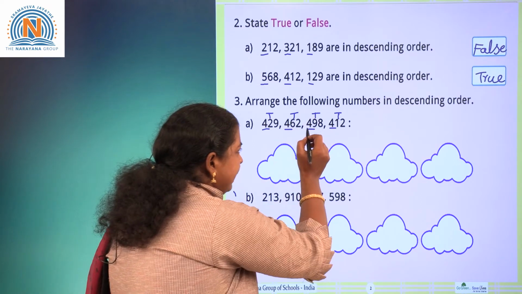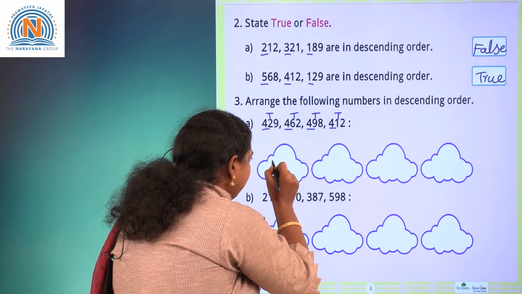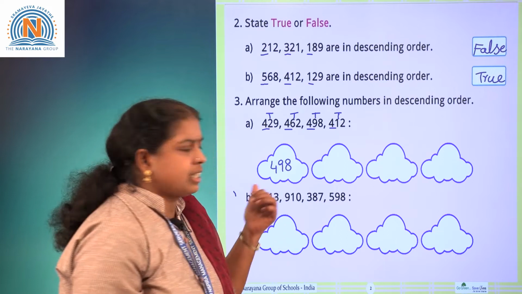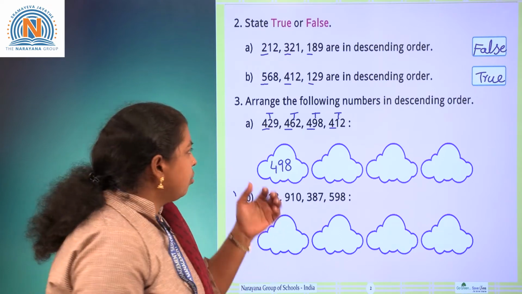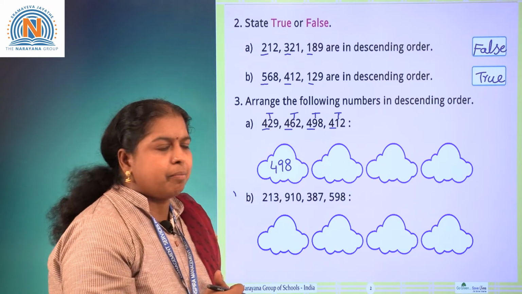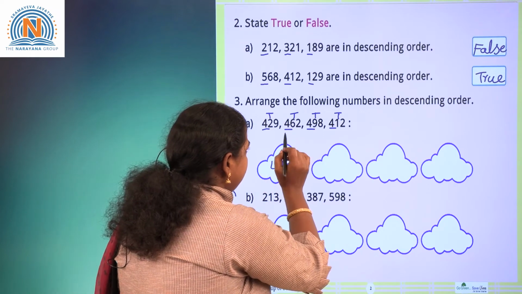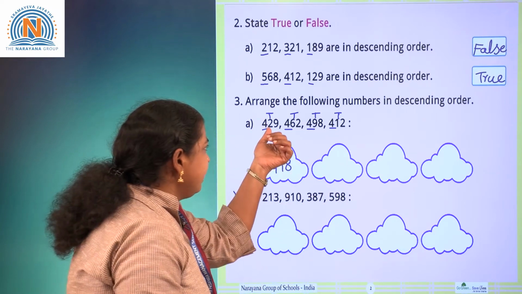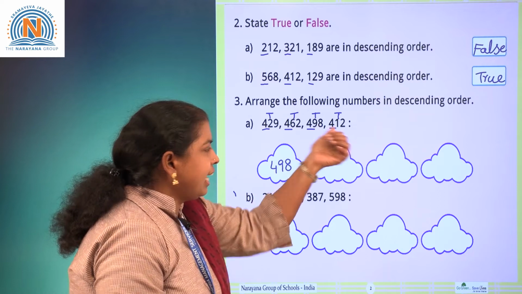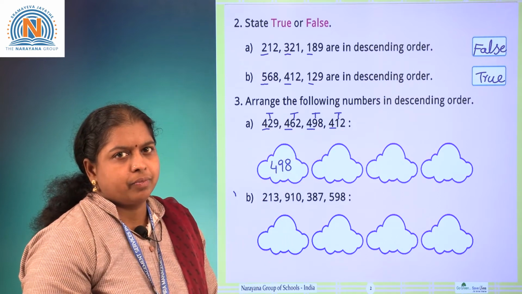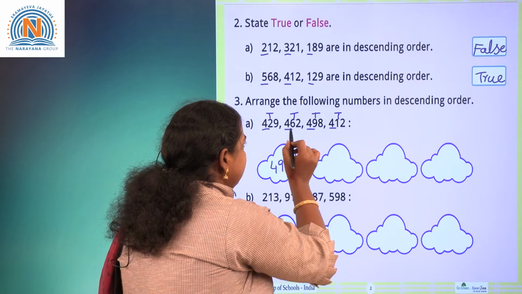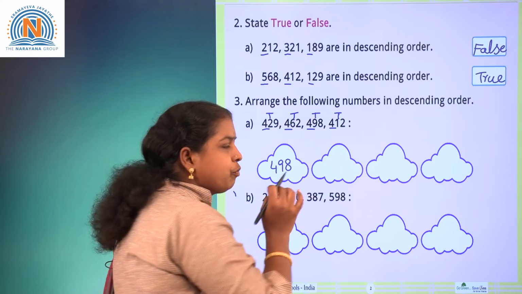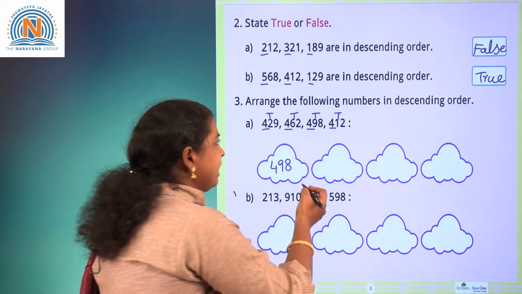You have to write 498 in the first place. Okay. So, what is the next greatest number? Next greatest number will be... 2, 6, 1 are there. What are the digits in tens places? 2, 6 and 1 in the remaining numbers. Among 2, 6 and 1, 6 is the greatest number. So the number with 6, that means 462 is the next greatest number.